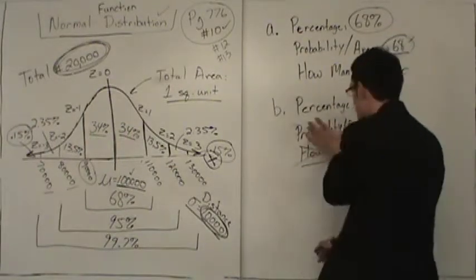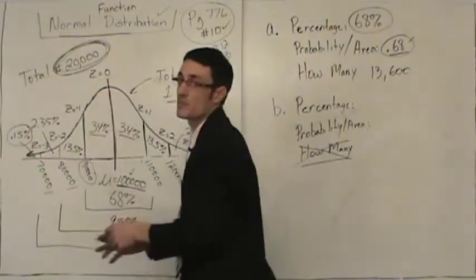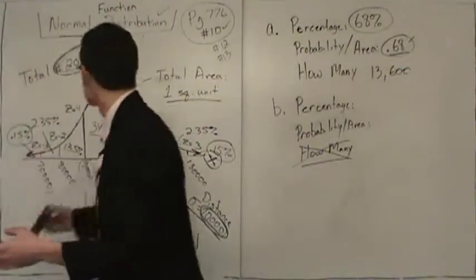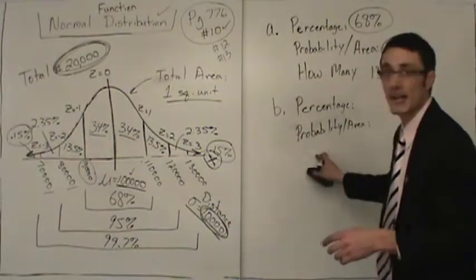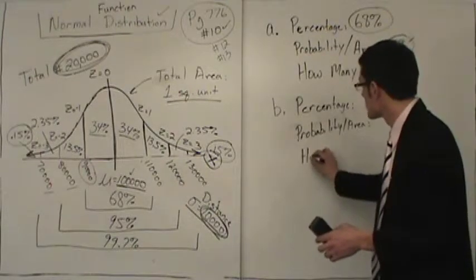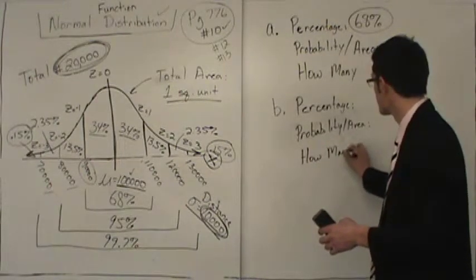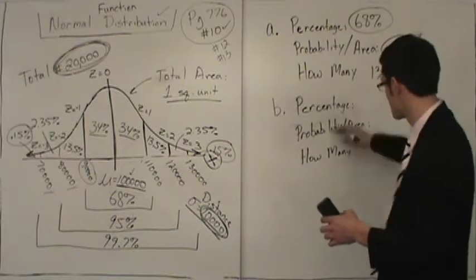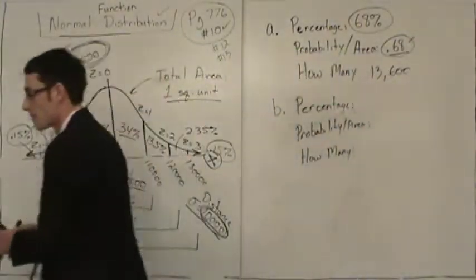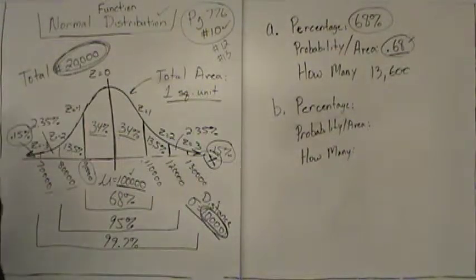You can only find how many if they give you a total number of batteries produced or a total number of men surveyed or whatever. If they don't give you a total number, you cannot find how many. But if they give you a total number, you're required to find all three. But you can always find your percentage and your probability. All right, so three things. For this problem, they give us a total number. We're finding all three.